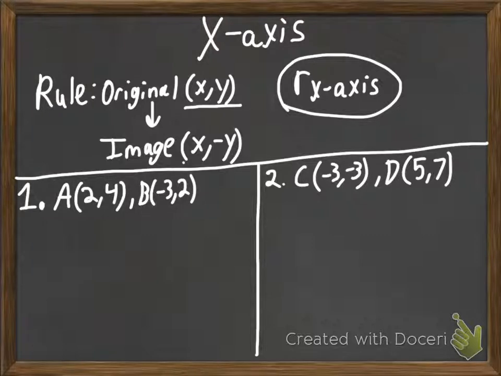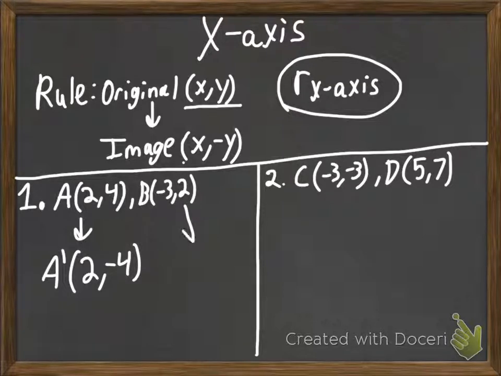So here's an example. I'll go ahead and do number 1, and then have you guys do number 2 in your group. So if I'm reflecting A over the x-axis to A prime, my x is the same. My y is 4, so it becomes the opposite of 4, so it's negative 4. My B prime is now going to be the same x, but the opposite of y. So I want you to go ahead and pause the video now and do example 2 with your group.